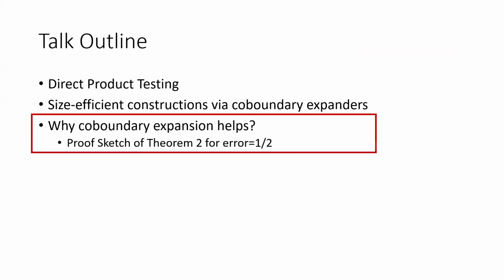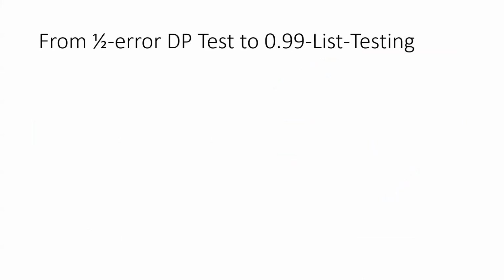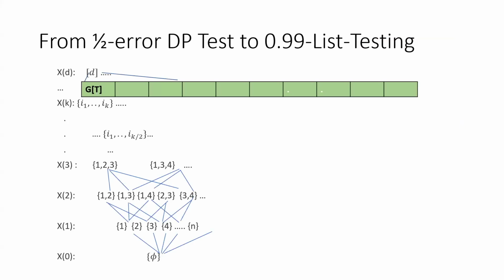Okay, so now let's look at why coboundary expansion gives us this low soundness error, low error in the direct product test. Okay, so instead of looking at very low error, I will just give you some idea about the half error case, because we saw that spectral expansion is not enough to get half error. Okay, so this is the idea.